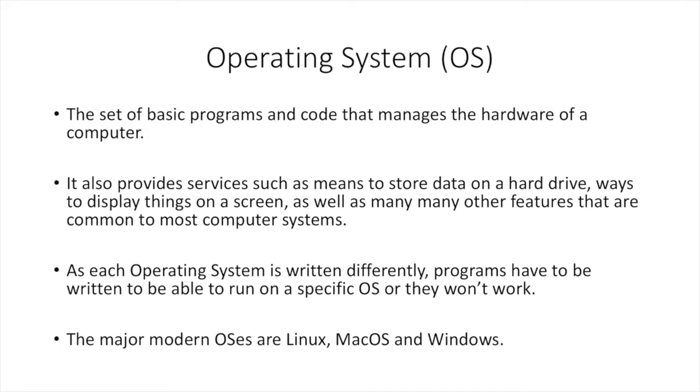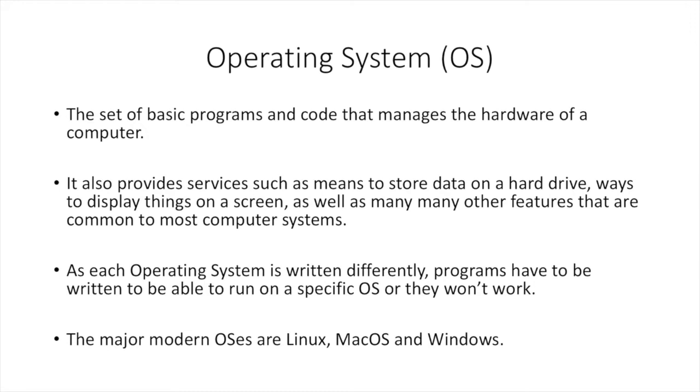And each operating system is written differently. So generally programs are written in a way that they can run on a specific operating system, and they can't run on another one without being rewritten or without taking into account the fact that they may need to run on multiple different operating systems. The most common operating systems are Linux, Mac OS, and Windows.